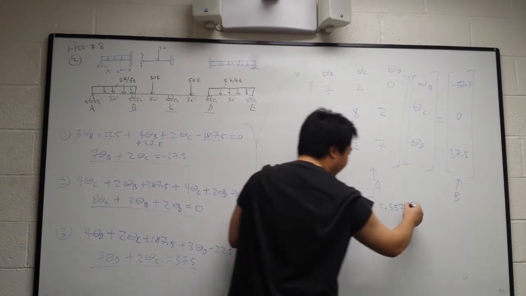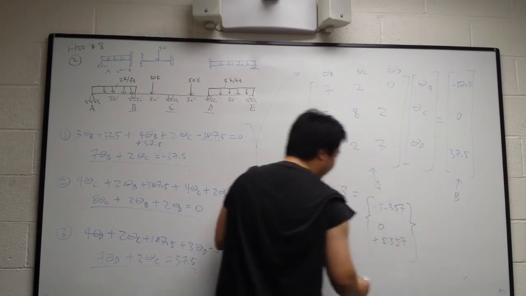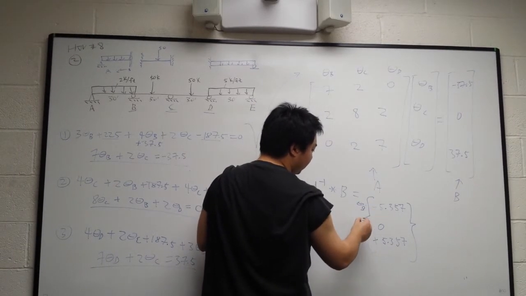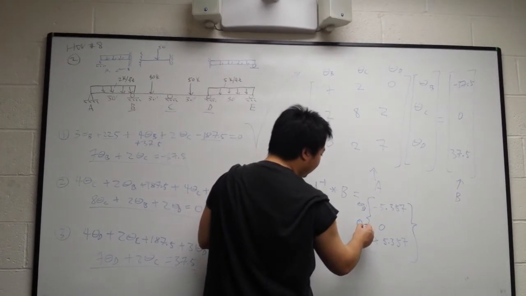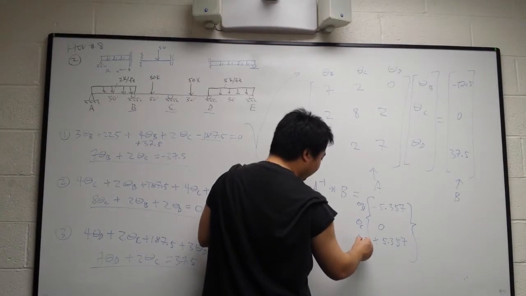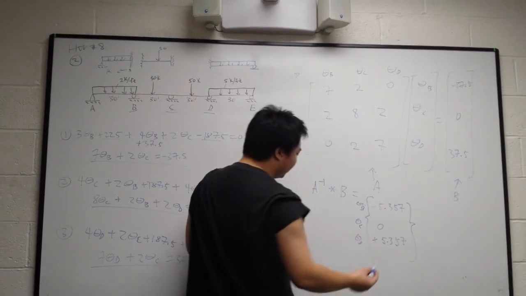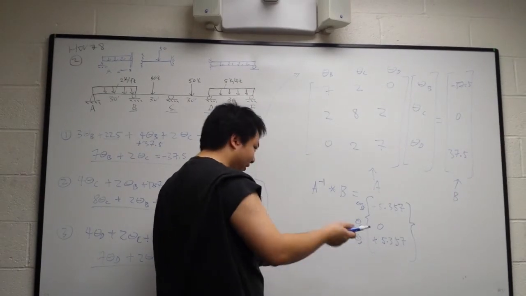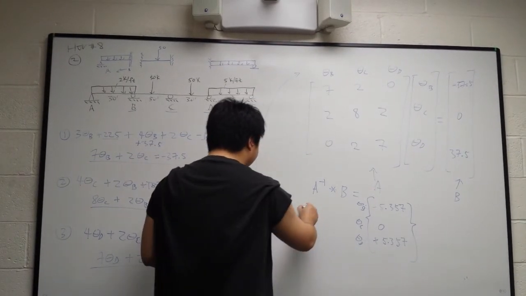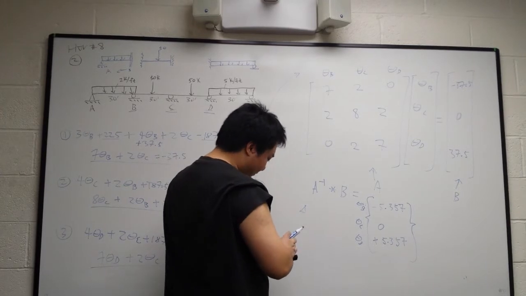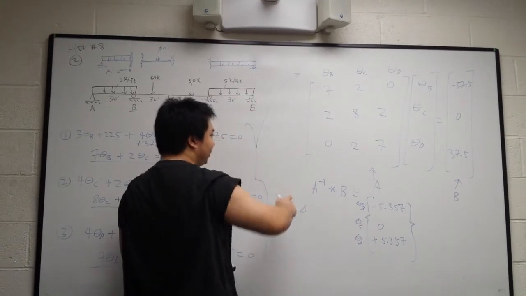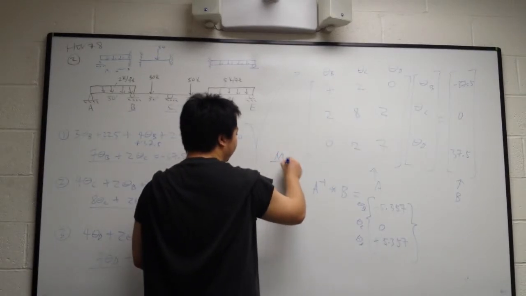So this is what you got. This is data B, this is data C, and this is data D. I keep saying delta. It's data. Delta is this. Yeah, so after you find these 3, you can put them back into your moment equation.